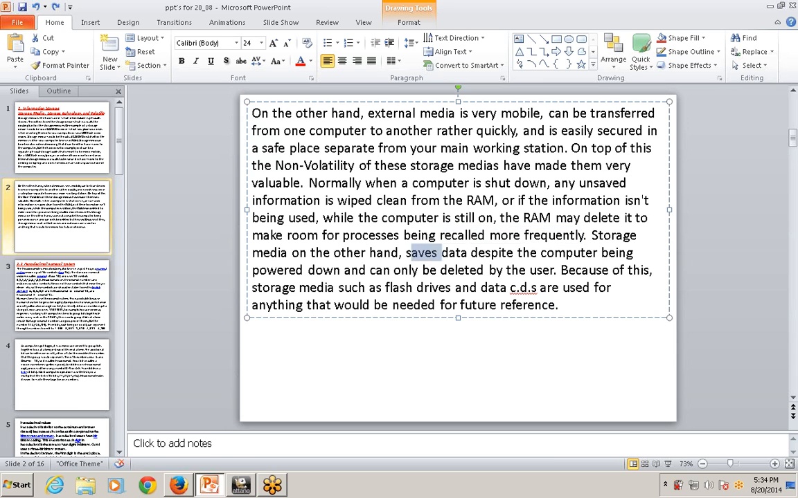Storage media, on the other hand, saves data despite the computer being powered down. Means whenever we use storage media like CD or DVD, it can store the data and it does not delete the data even though my computer is shut down. Because of this, storage media such as flash drives and data CDs are used for anything that could be recorded for future reference. So this is the main advantage: the data cannot be removed with the use of external media.